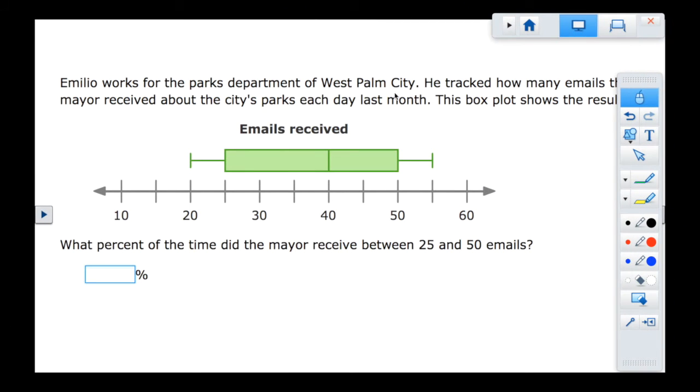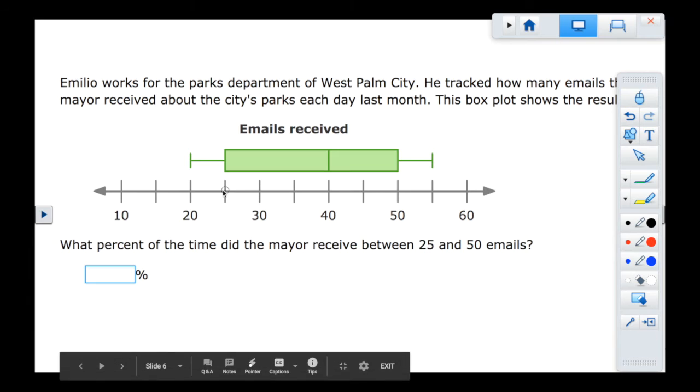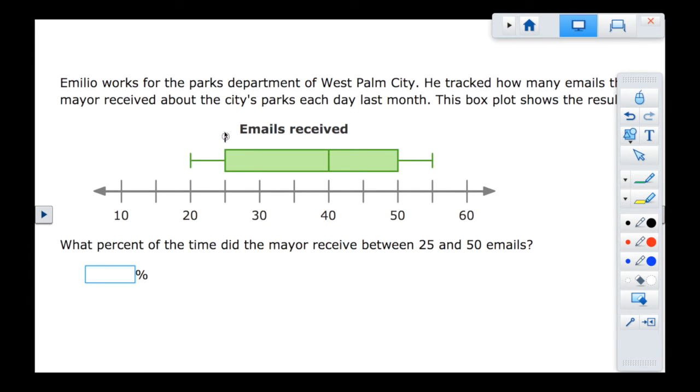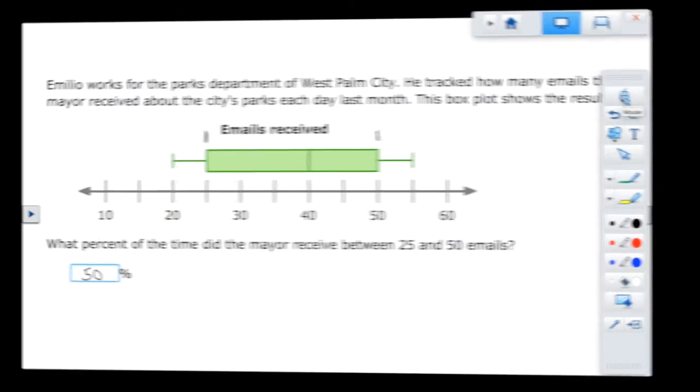Emilio works for the Parks Department of West Palm City. He tracked how many emails the mayor received about the city's parks each day last month. This box plot shows the results. What percent of the time did the mayor receive between 25 and 50 emails? Well, here's 25 right here, 50 out here. So this is the whole box. So remember, this piece is 25, this piece is 25, so 25 and 25. 50% of the time the mayor received between 25 and 50 emails.